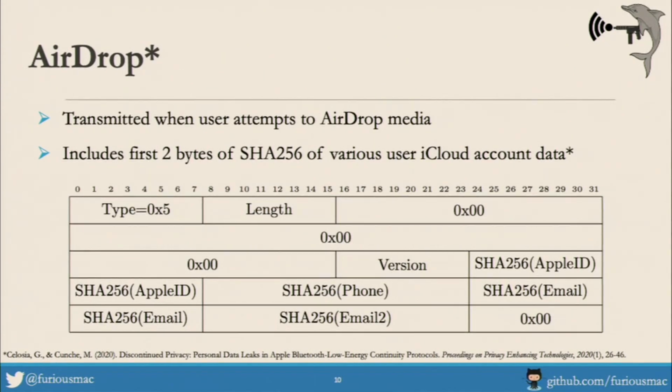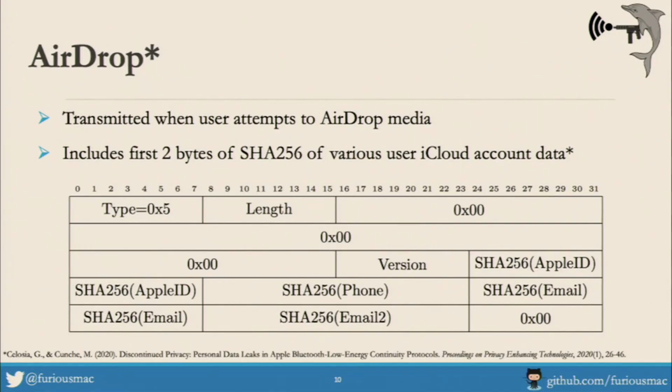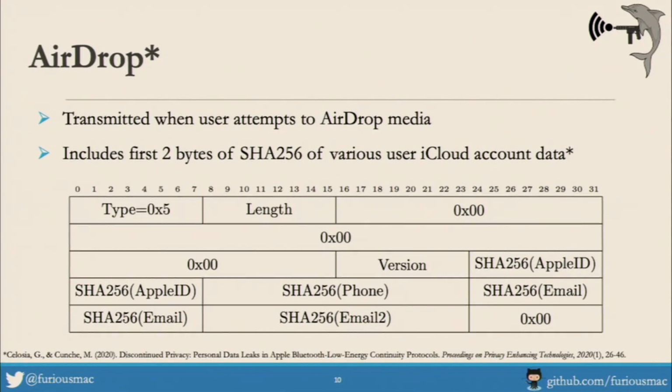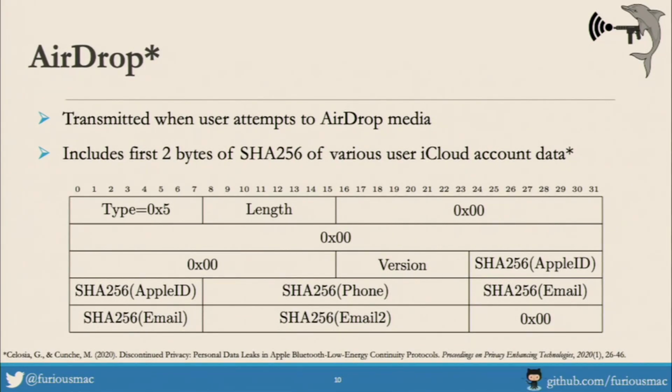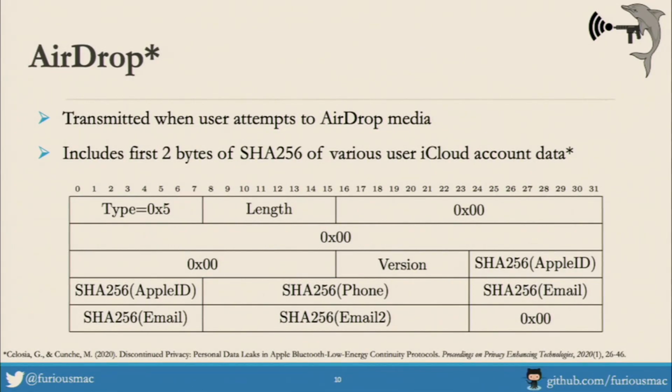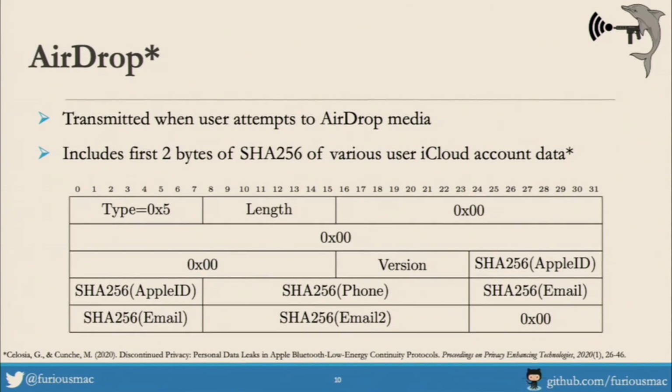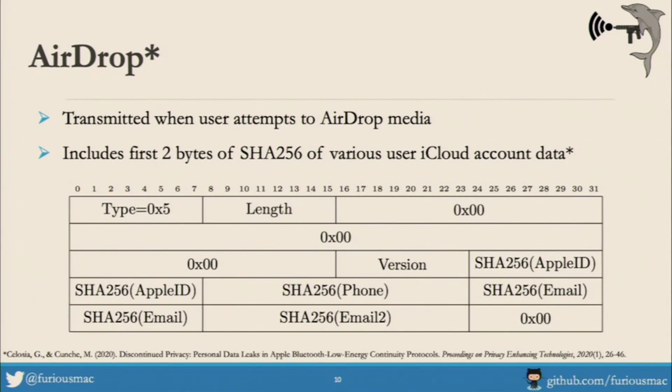First is the AirDrop message. This message gets transmitted whenever a user attempts to AirDrop media to another user. As you can see, whenever you use AirDrop, you're actually leaking the first 2 bytes of the SHA-256 hash of various iCloud account data, like your email, your phone number, and your iCloud account. There's research done by the guys over at Hexway where they created a hash table, and they're able to look up phone numbers for a specific area code. So whenever you use AirDrop, you're actually leaking all this information.